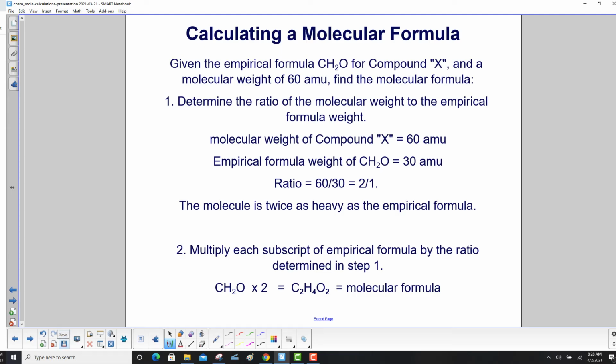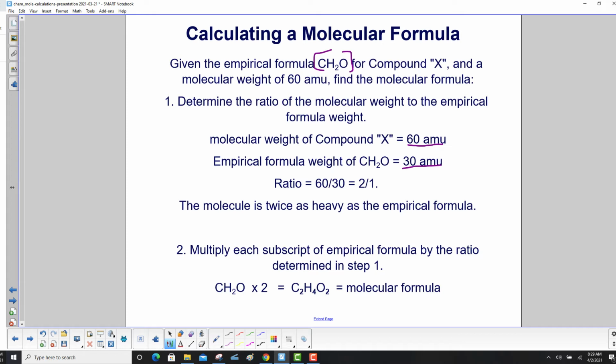Let's try a problem. Given the empirical formula, CH2O, for compound X and a molecular weight of 60 AMU, find the molecular formula. First, determine the ratio of the molecular weight to the empirical formula weight. So here's compound X, 60 AMU, and here's the empirical formula weight of CH2O, 30 AMU. The ratio is 60 divided by 30, 2 to 1. The molecule is twice as heavy as the empirical formula.